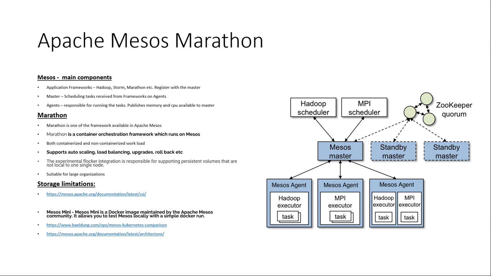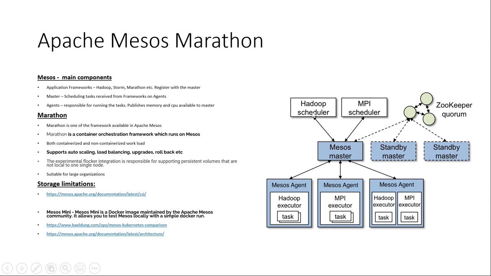Apache Mesos Marathon. Apache Mesos consists of three main components. One is the application framework, for example Hadoop, MPI, Storm, and you can have many other frameworks. Marathon is just one framework. Another is the master, which helps in scheduling the tasks received from the frameworks onto the agents. And then agents are responsible for running the tasks.